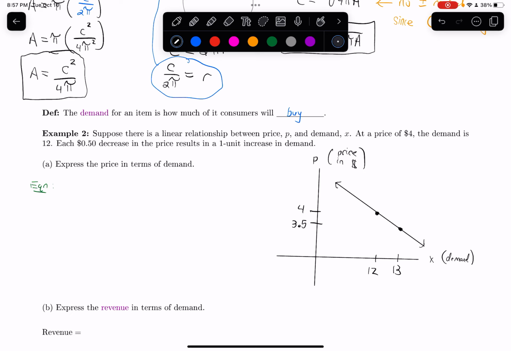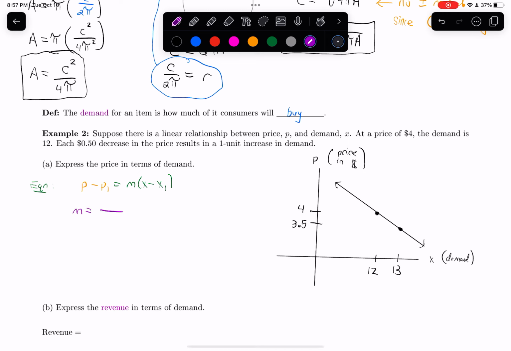And when I write down the equation, I think it's going to be easiest to use point-slope form because I don't have the y-intercept, but I do have a couple of points on the graph. My point-slope form, remember, is y minus y1 equals m times x minus x1. But I don't have y as a variable here. My variable instead is p, so I will write p minus p1. So I'm going to need the slope.